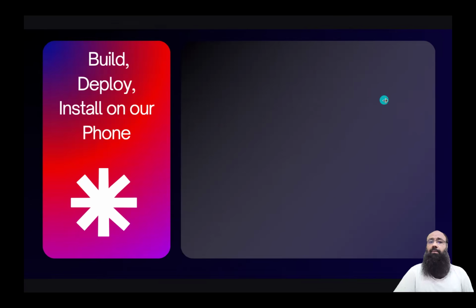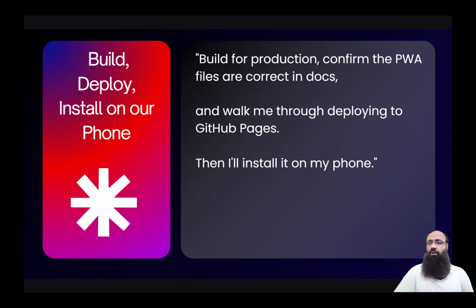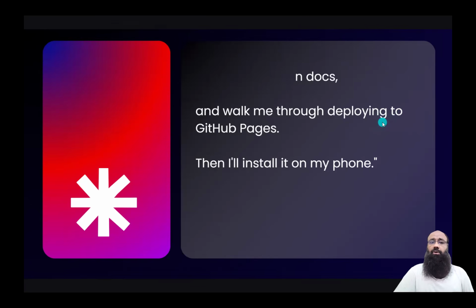Then comes build, deploy, and install on our phone. Build for production, and confirm the PWA files are correct in docs. Walk me through deploying to GitHub, then I'll install it on my phone. So that was the thing.